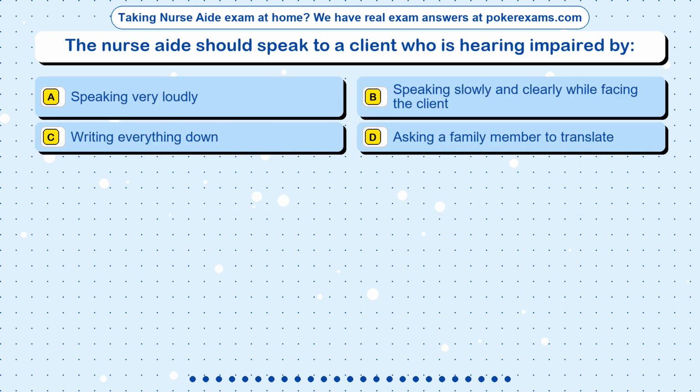Question 22. The nurse aide should speak to a client who is hearing impaired by: Option A, speaking very loudly. Option B, speaking slowly and clearly while facing the client. Option C, writing everything down. Option D, asking a family member to translate.